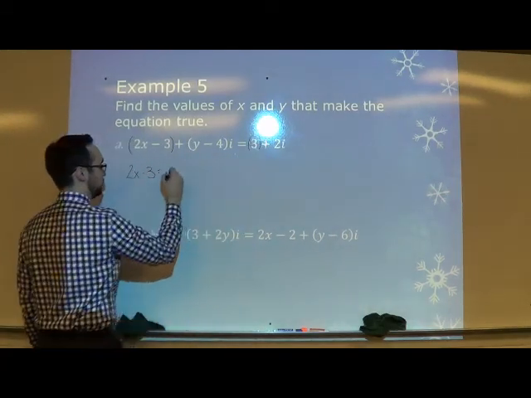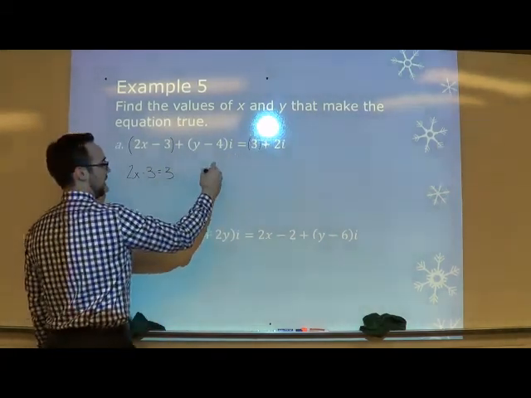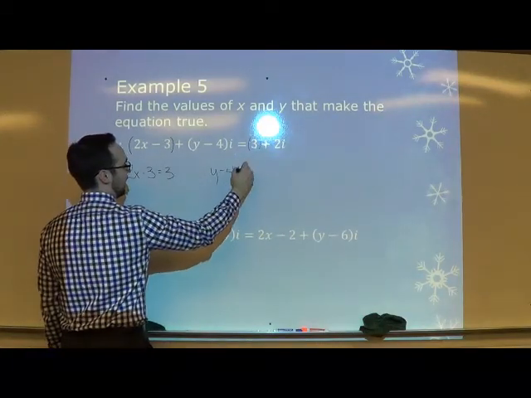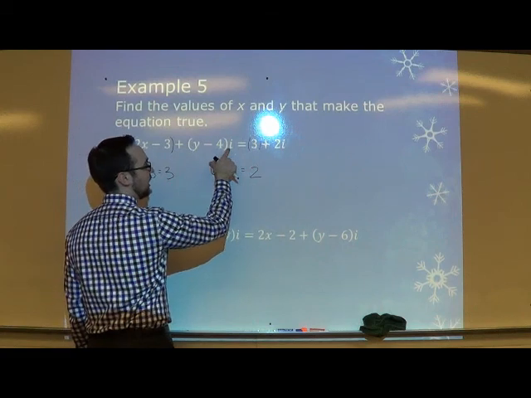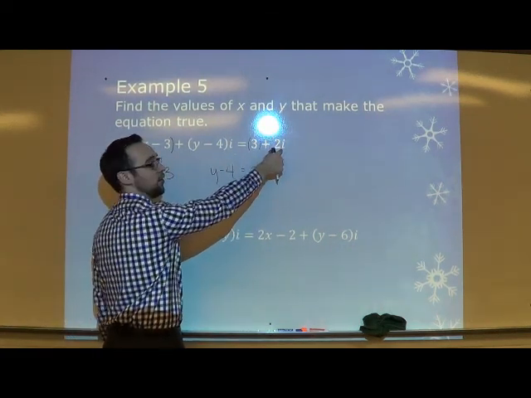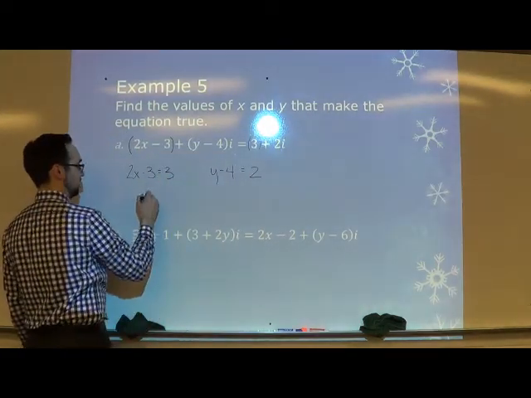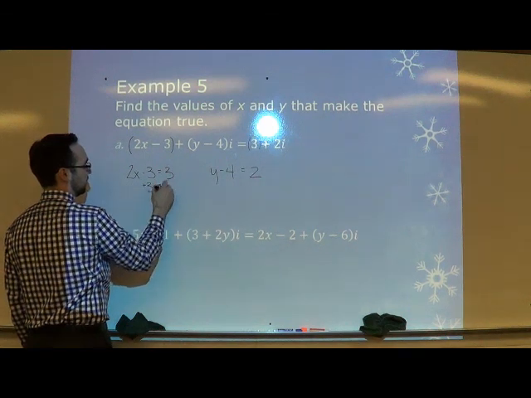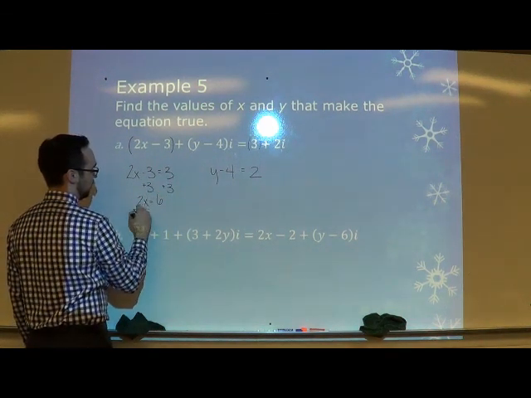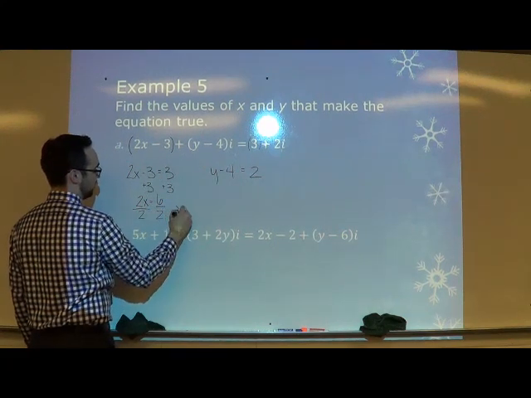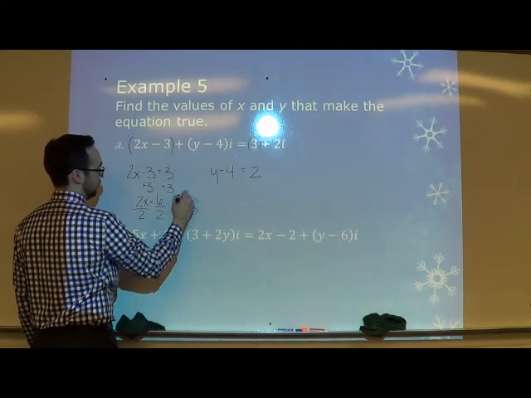has to be equal to 3. And then y minus 4 has to be equal to 2. Because this is the number that's in front of the I, which means it has to be the same as the one over here. So if I add over here, 2x is equal to 6. So I divide by 2. X is equal to 3.